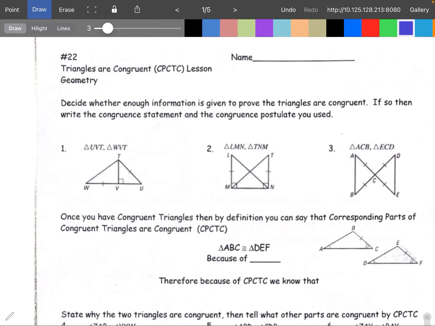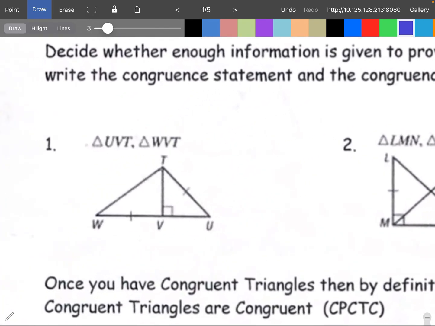So the first thing is we are going to decide whether enough information is given to prove that the triangles are congruent. If so, we'll write the triangle congruence statement and then the postulate that we use. So we're talking about, are we using side, side, side, angle, angle, side, angle, side, angle, and side, angle, side. Those are the four that we've looked at. So if I look at number one, and probably what you need to do is just pause the video and then join me back. That's what we did in class. We let everyone take a look at it. So do that and then come back and meet me with number one.